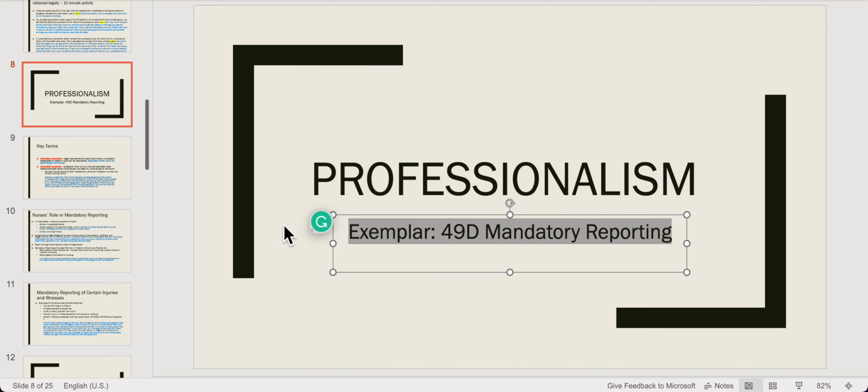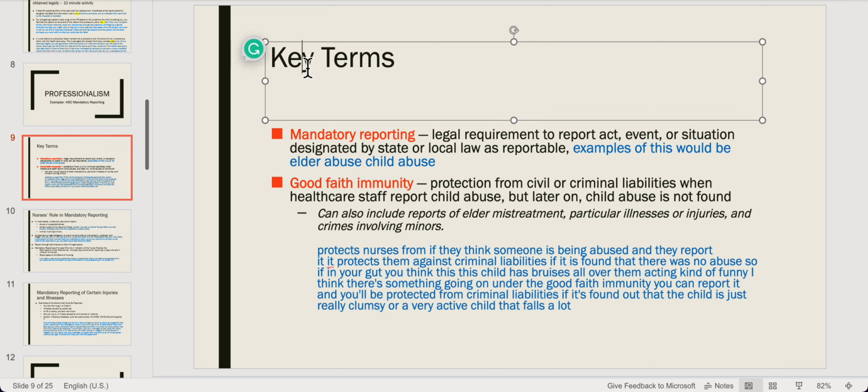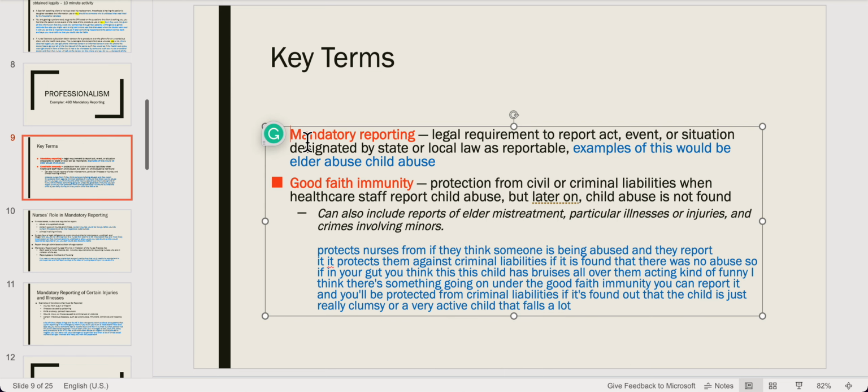Professionalism. Exemplar 4090: Mandatory reporting. Key terms. Mandatory reporting is a legal requirement to report an act, event, or situation designated by state or local law as reportable. Examples of this would be elder abuse and child abuse.